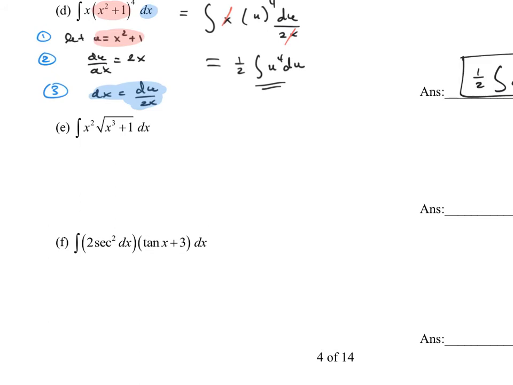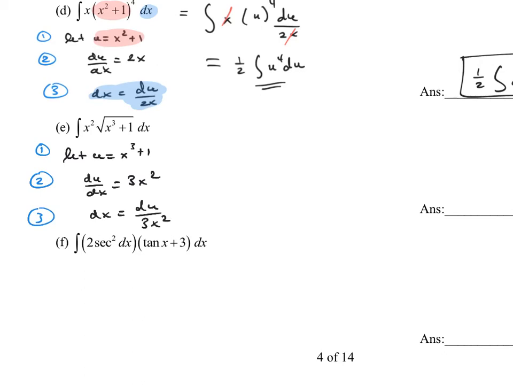E is x squared times the square root of x cubed plus 1 dx. So what do we do? First step, we let u equal the higher power of the inside, which in this case is x cubed plus 1. Step 2 is we find the derivative of both sides. So this would be du dx equals, well, the derivative of x cubed plus 1 is 3x squared. Step 3 is solve for dx. So dx would equal du over 3x squared.